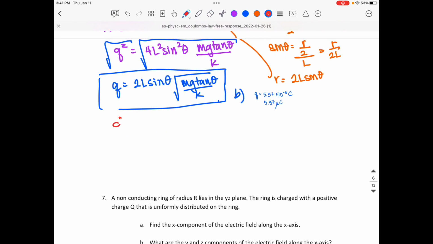For part C, we have to figure out how much charge is lost when charge is dissipated and it decreases its repulsion angle to 20 degrees, which is easy because we have the equation from part B and all we have to do is plug in 20 degrees. So the length still stays the same, sine of 20 this time. The mass still stays the same. Gravity, we're going to keep it 10 again.